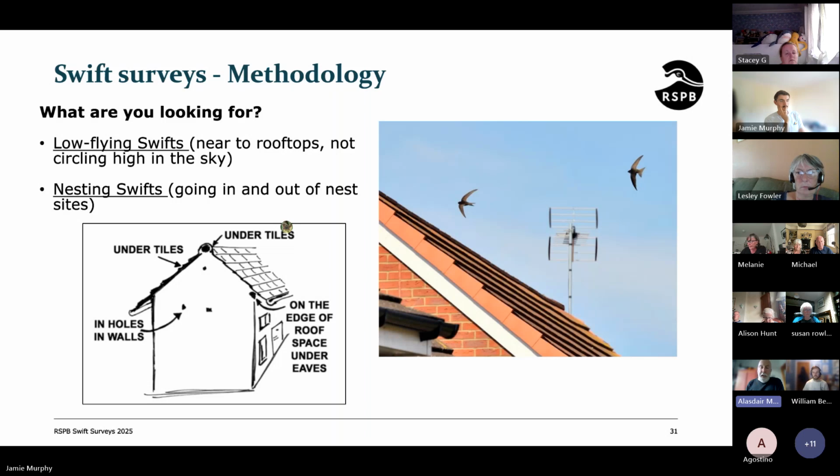And we're also trying to find the nesting swifts, so actually find the ones that are going into the eaves of houses, that are going into swift bricks, that are going into nest boxes. That's what we want people to look for.